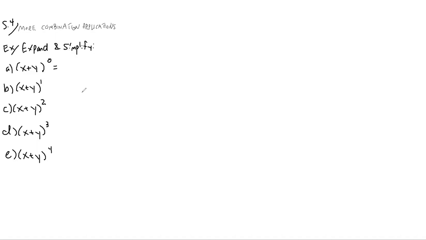We have x plus y to the 0. Anything to the 0 is just basically going to be 1. So that one's easy enough. X plus y to the power of 1. Well, anything to the power of 1 is just itself. X plus y squared. And so if we do this one, hopefully you know this, or at least it's familiar to you. X squared plus 2xy plus y squared.